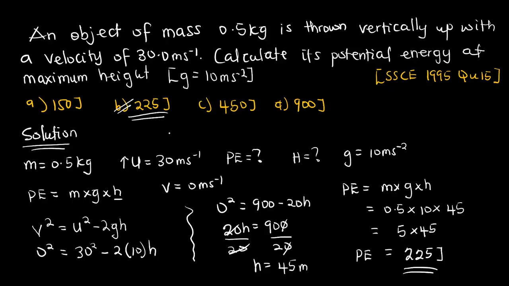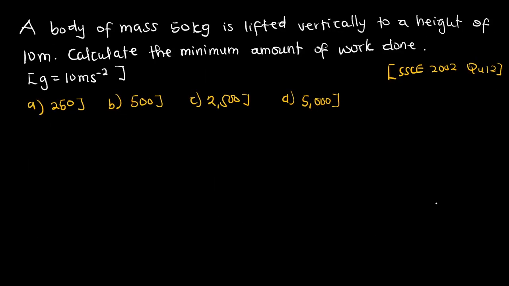So over here, the key is that you use the formula of linear motion. Okay, we use this formula to find the height first, and then after finding the height, we can proceed to calculate our potential energy. All right, let's proceed to look at another example.